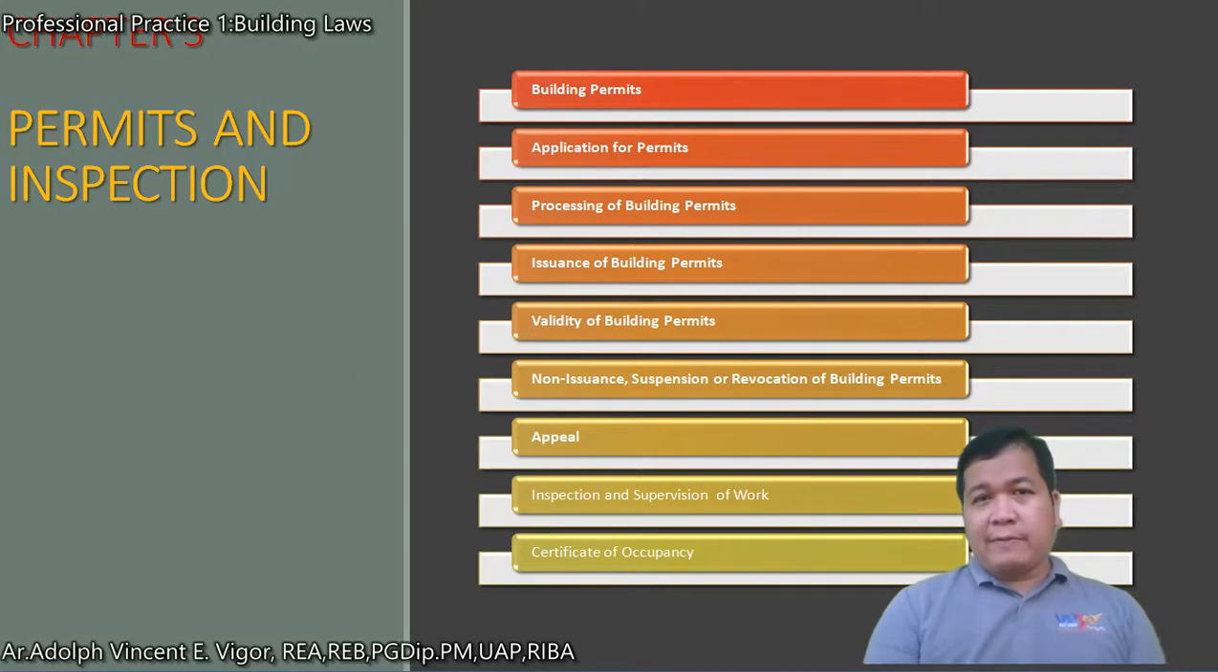Chapter 3 is about permits and inspection. So it's about building permits, application for permits, processing of permits, issuance of building permits, validity of building permits, non-issuance, suspension, or revocation of building permits, appeal, inspection, supervision of work, certificate of occupancy.